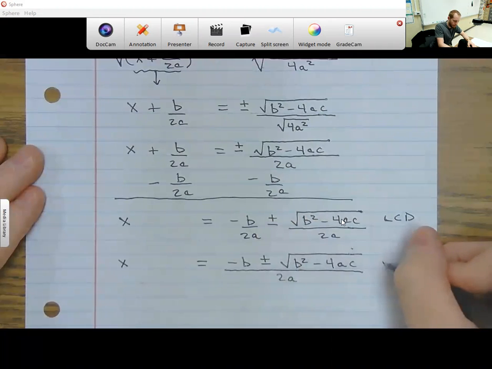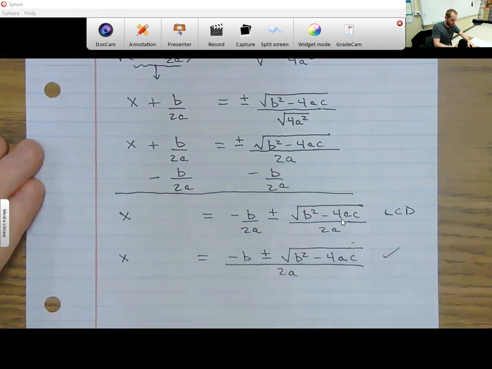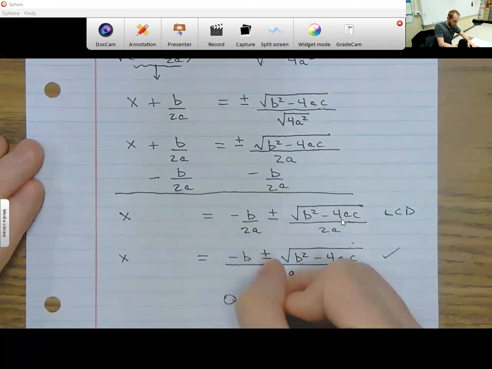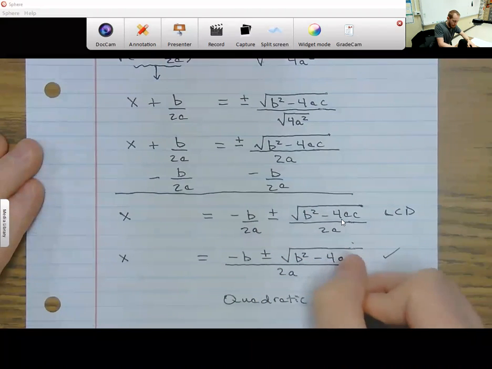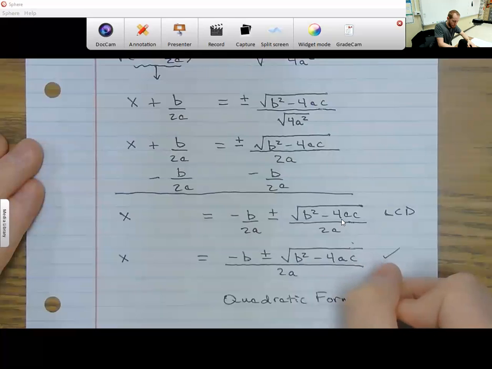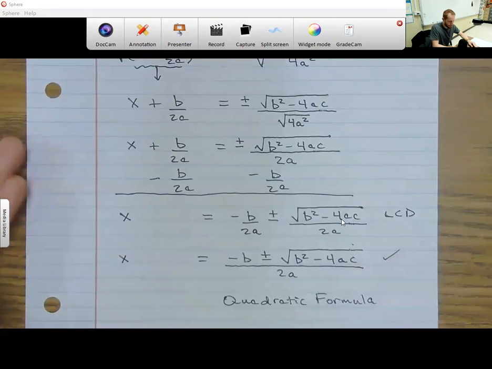And then we're done. So this is called the quadratic formula. And you've probably seen this before, maybe in Algebra 1, maybe in pre-algebra, but we can use this formula to solve any quadratic equation.